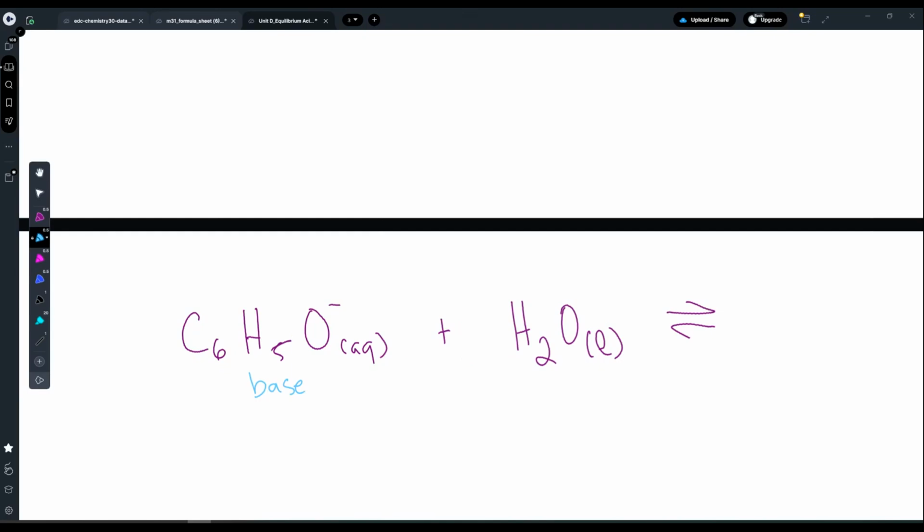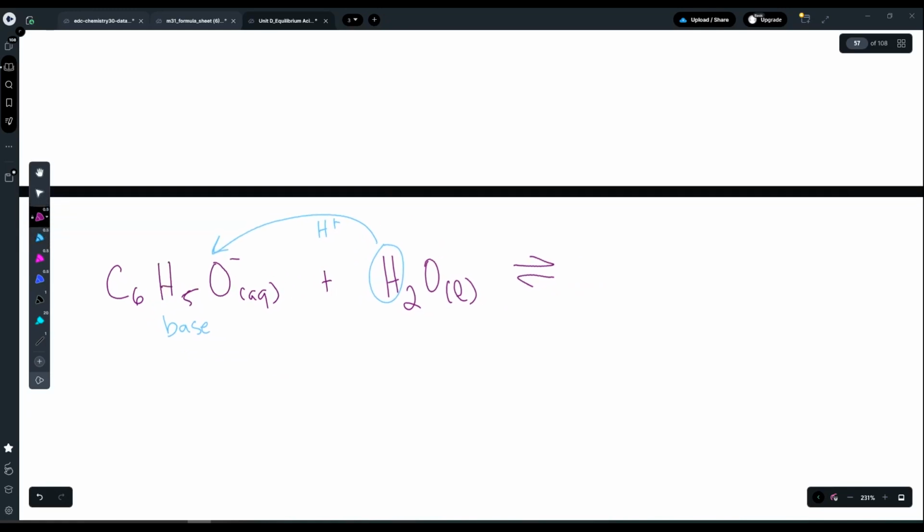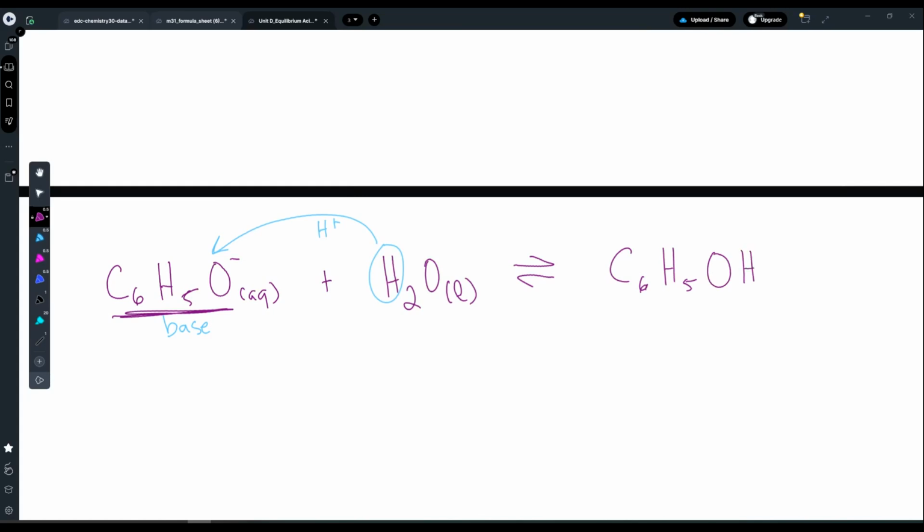So since this is our base, remember protons return to home base. So for predicting our products here, I gotta imagine this just with one extra hydrogen to it. So C6H5OH, and the charge is going to be neutral for that. The reason being is because this started out with a -1 charge, and then it gained a proton, so -1 plus 1 is equal to 0. That's why this has a neutral charge to it.